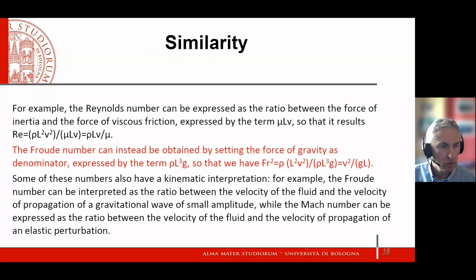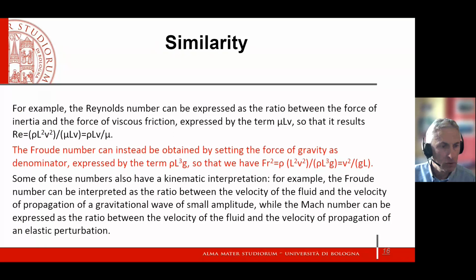So note this physical interpretation: the force of inertia and the force of viscous friction. So what can you conclude? When the Reynolds number is very large, which means that velocity is large or the characteristic length is large, the force of inertia is much more prevalent than the force of viscous friction.